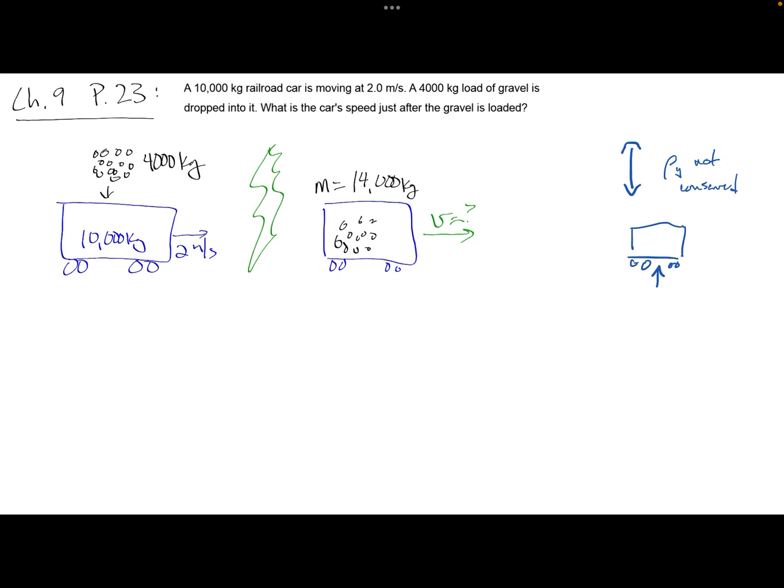We know that before the collision, the 4,000 kilograms of gravel is falling down. After the collision, there's no vertical motion at all. If we look in purely the horizontal dimension, though, there are no external forces on either of these carts in the direction of their motion. Now, it's possible that there's friction. We've seen enough of these, though, that it's reasonable to assume that in the short duration of the collision, there's going to be very little friction slowing these two carts down.